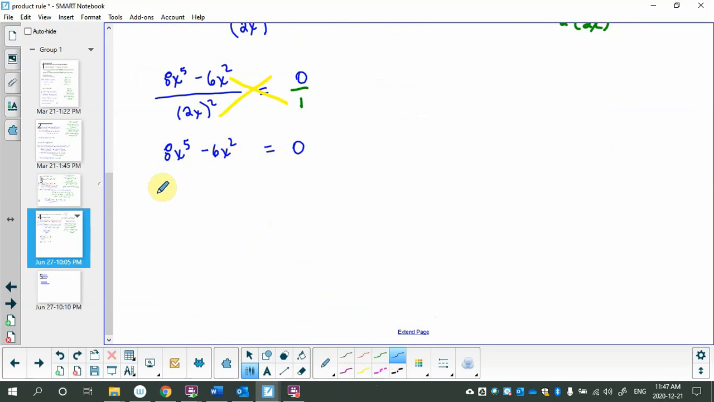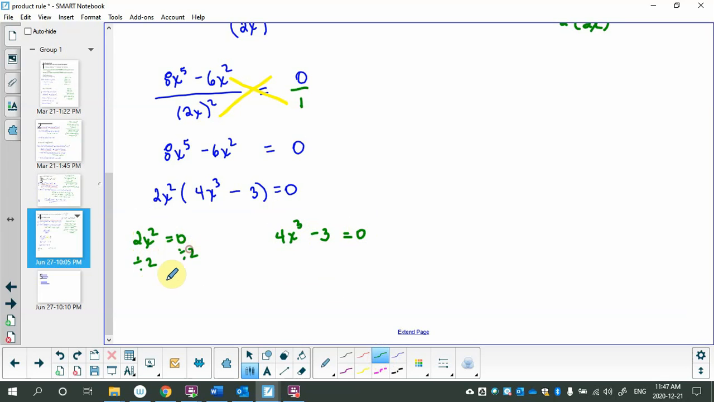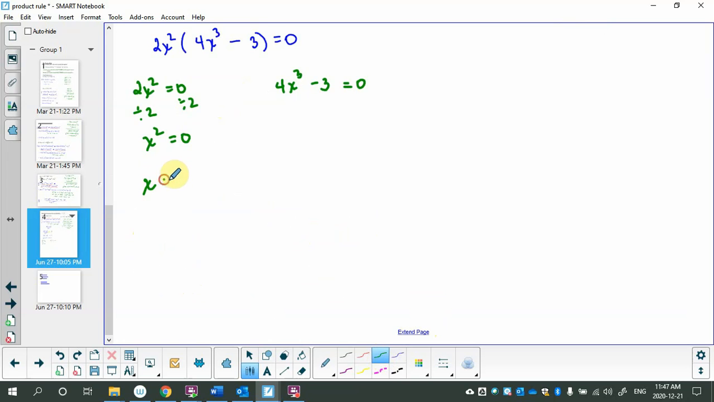This is factorable. So I can take out 2x squared and leave behind 4x to the 3 minus 3 equals 0. Then I can dig out my green pen from advanced functions, and I can do 2x squared equals 0, and 4x cubed minus 3 equals 0. Divide this by 2. I get x squared is equal to 0. Even though it doesn't matter, when I take off a 2, I put on a plus minus root sign. Because it's 0, I end up with 0.